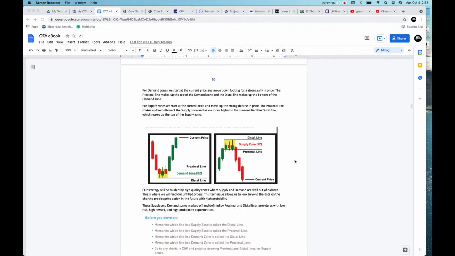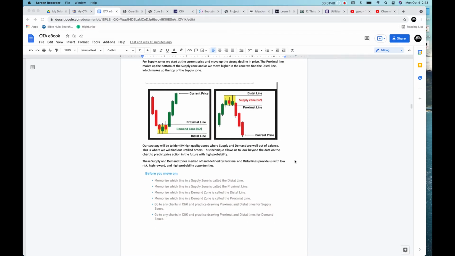For demand zones, we start at the current price and move down looking for a strong rally in price. The proximal line makes up the top of the demand zone and the distal line makes up the bottom of the demand zone. For supply zones, we start at current price and move up looking for a strong decline in price. The proximal line makes up the bottom of the supply zone. As we move higher in the zone, we then find the distal line, which makes up the top of the supply zone.